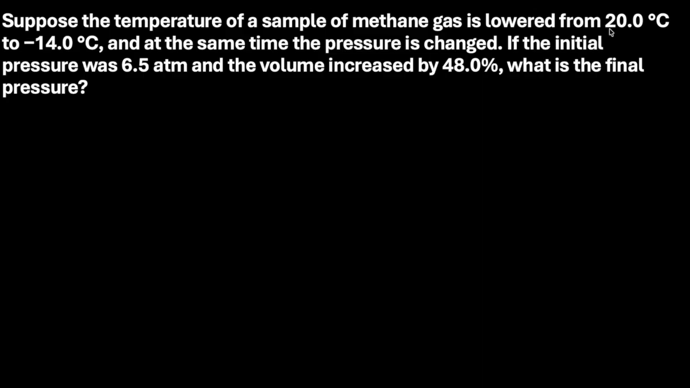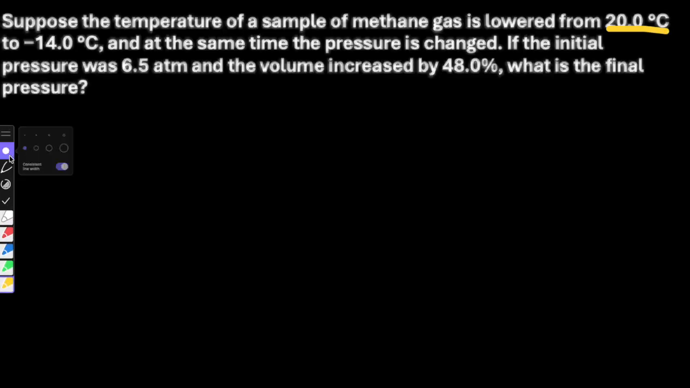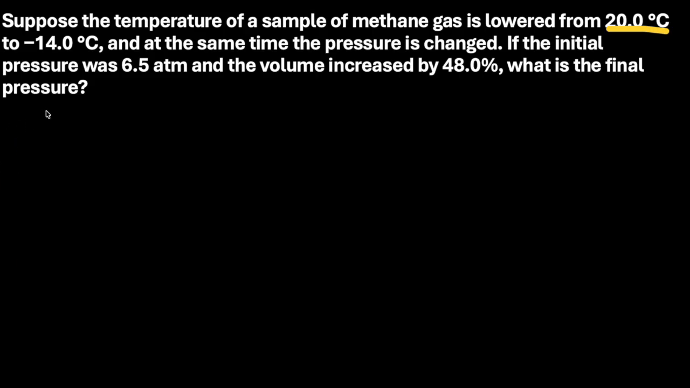So here we are given the initial temperature of 20 degrees Celsius. That's your T1. T1 is 20 degrees Celsius, but remember, when we're doing gas laws, we need to convert Celsius into Kelvin. So you add 273.15 to convert Celsius to Kelvin. So 20 plus 273.15, that's 293.15 Kelvin. So that's your T1.